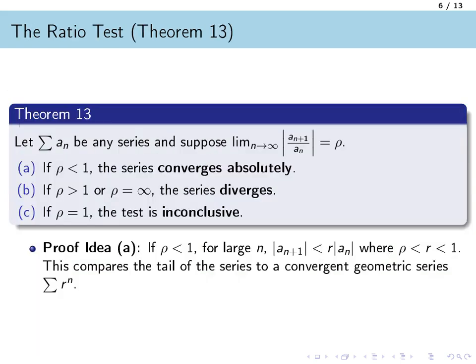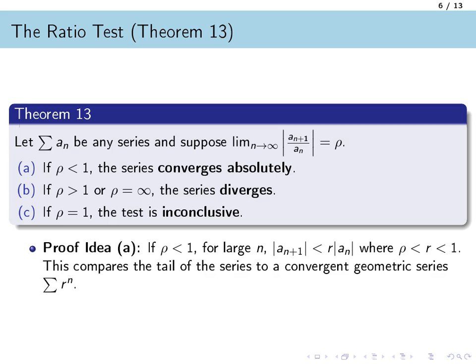The ratio test is a powerful tool for determining if a series converges, especially when its terms involve factorials or exponentials. This test works by measuring the rate of growth between consecutive terms.